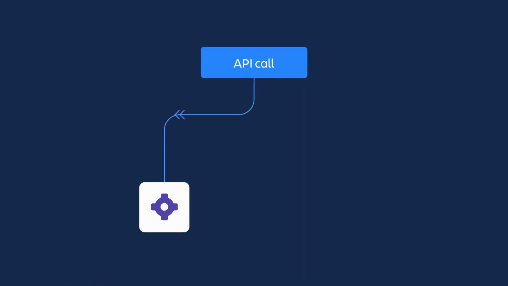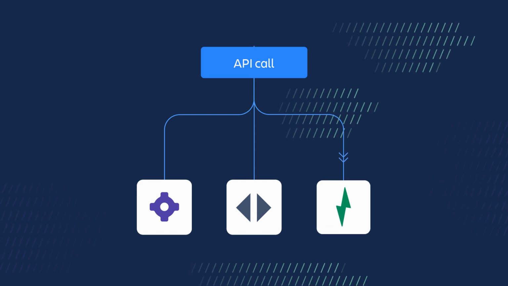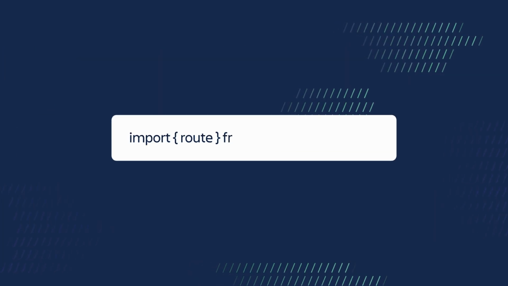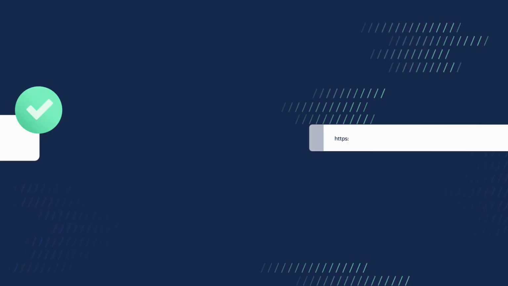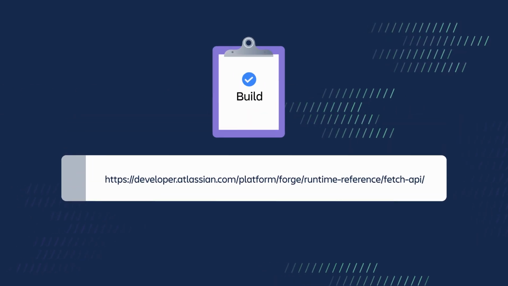You can also make API calls to non-Atlassian products and services with fetch API. This time you will import the fetch method instead of route. Then you can build your request.